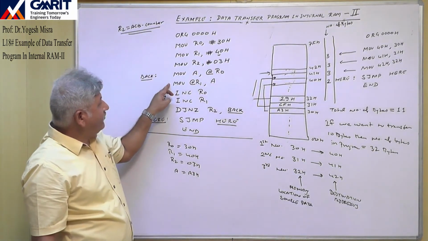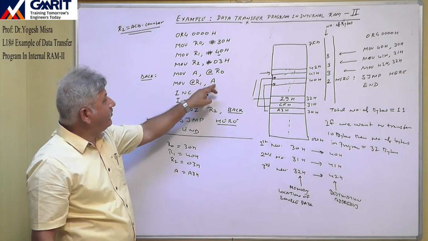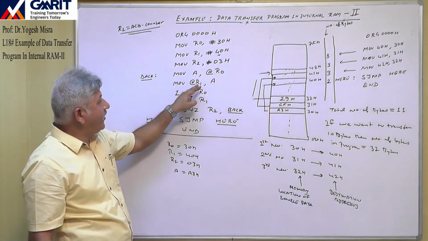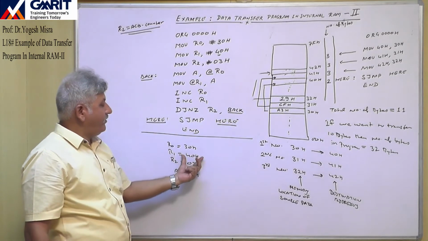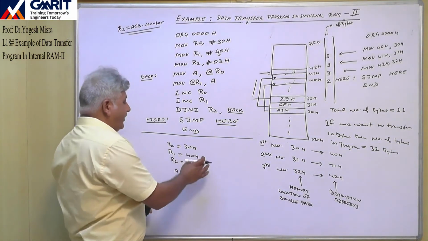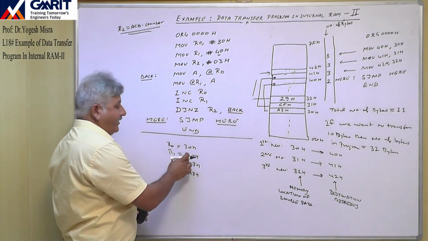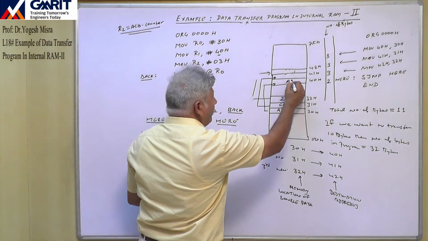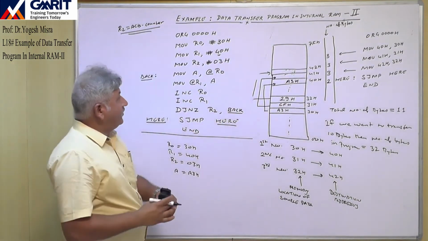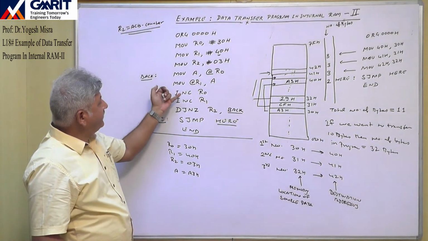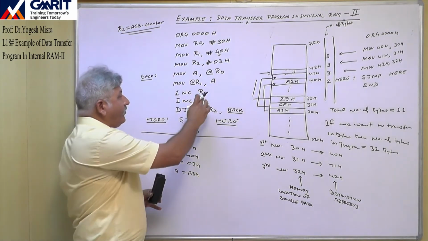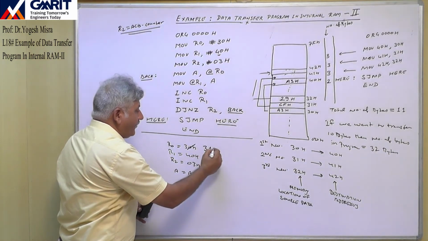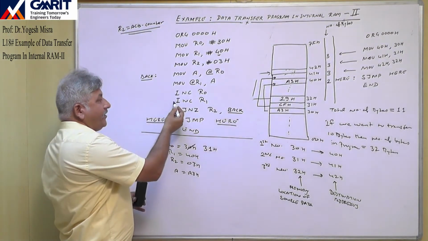Now next instruction, MOV @R1, A. So now the content of A will be transferred to the memory location whose address is defined by R1. So R1 is having 40. So now the content of A will be moved to address 40 and the content of A is A3. So here we will have now A3H. After this, INC R0. R0 value will be increased by 1. So now this will become 31H.